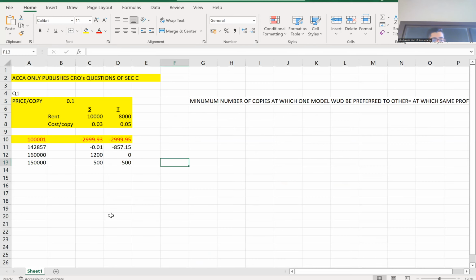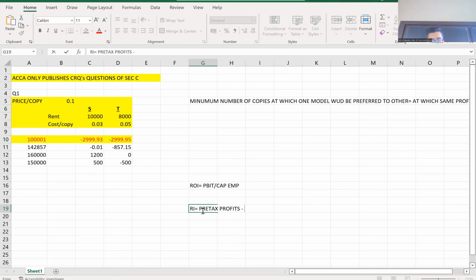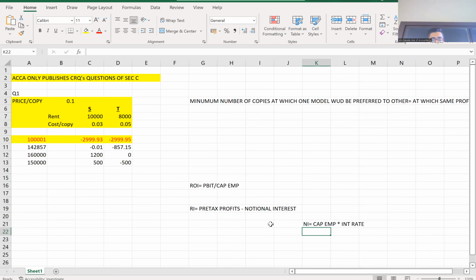Let me tell you by writing the formulas as well. The formula of ROI is PBIT divided by capital employed, into 100. And RI is pre-tax profits minus notional interest. This notional interest is capital employed into interest rate, right? So please pay attention.